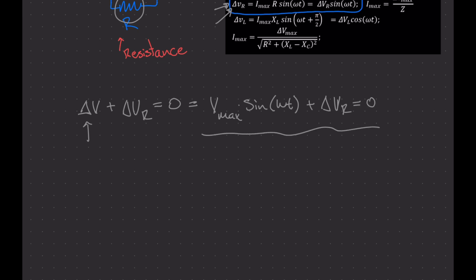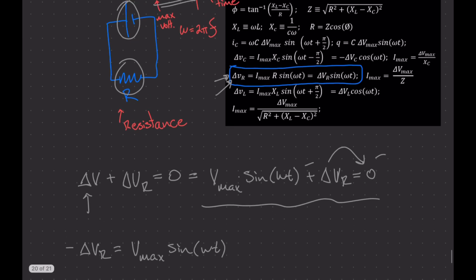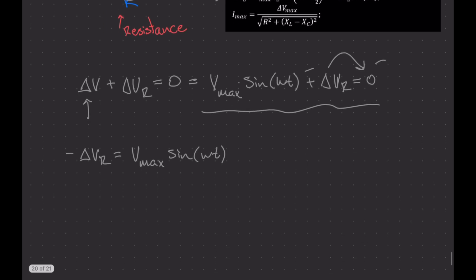Okay. Now if I take this equation and I move delta VR on the other side, I have to subtract it on both sides. So I get minus delta VR is equal to V max sine omega t. Let's take a look if that looks fairly similar. No, we actually have delta VR equals I max R sine omega t. Interesting. And here we have VR sine omega t. Okay, interesting.